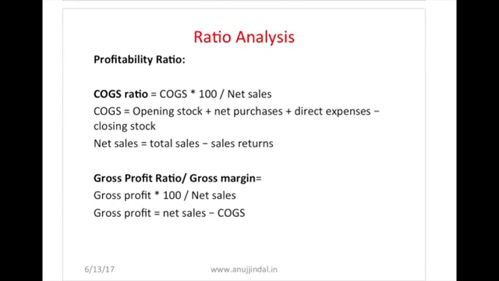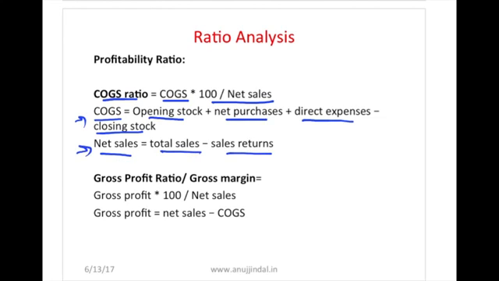Next is profitability ratio. Profitability ratios are the following. First of all, cost of goods sold ratio. Cost of goods sold into 100 upon net sales. How to find out cost of goods sold? The formula is opening stock plus net purchases, that is purchases minus purchase returns, plus direct expenses minus closing stock. Net sales, the formula is total sales minus sales returns. So this is how you arrive at the COGS ratio.